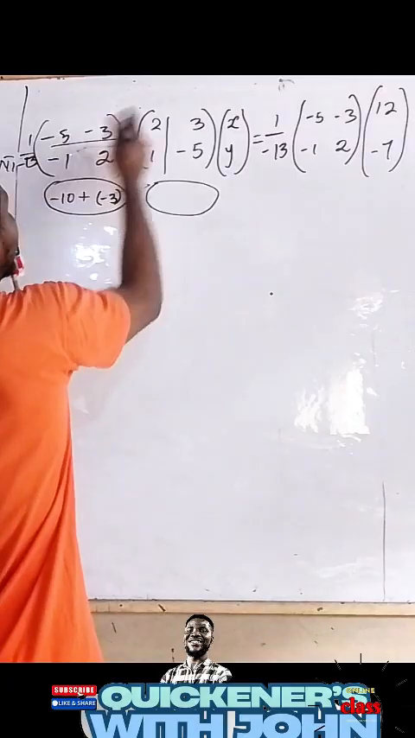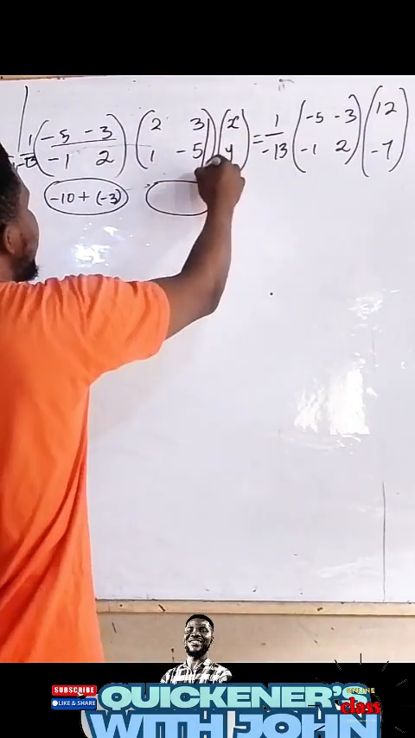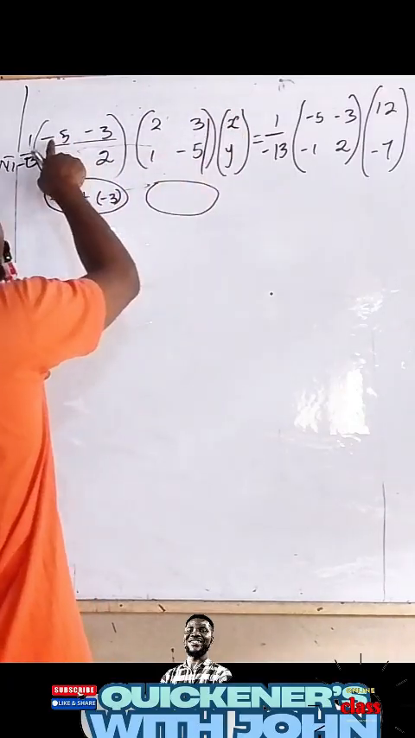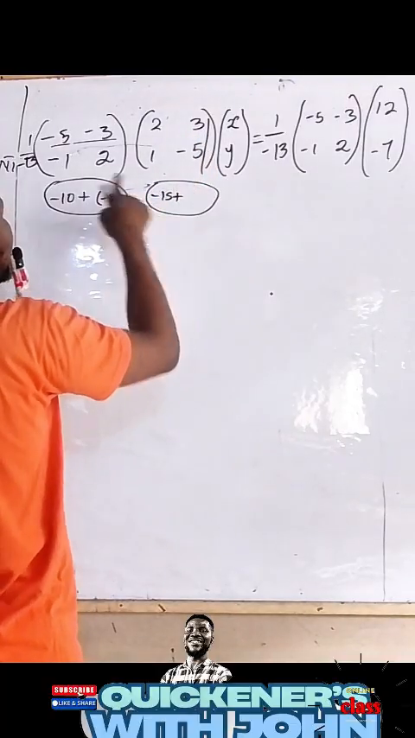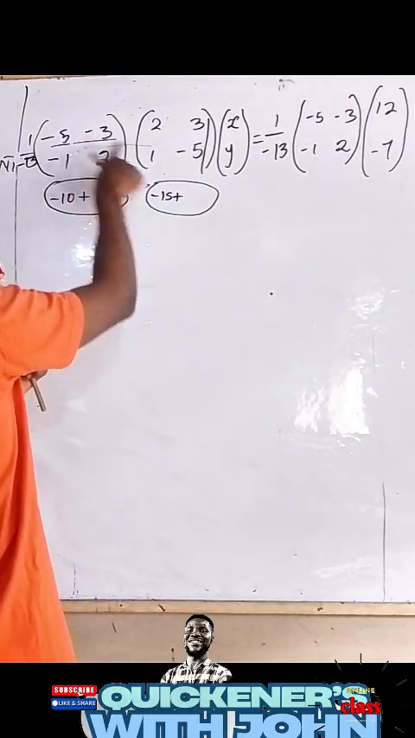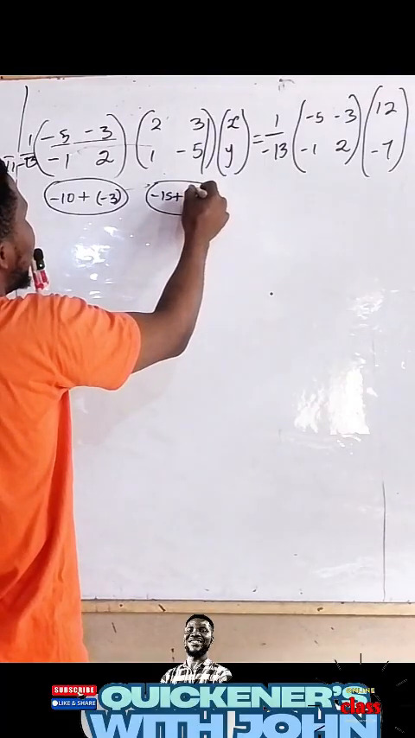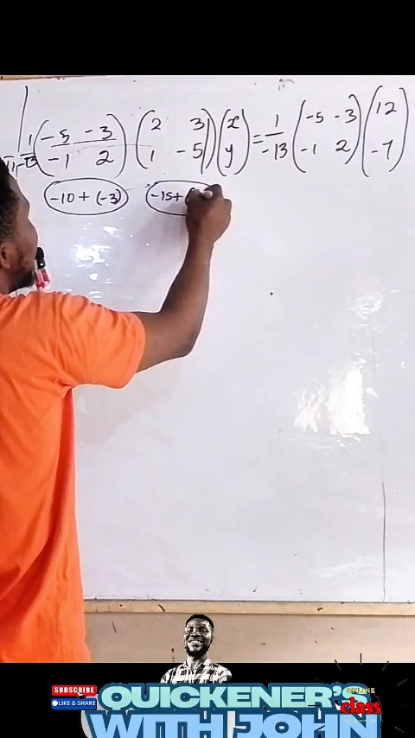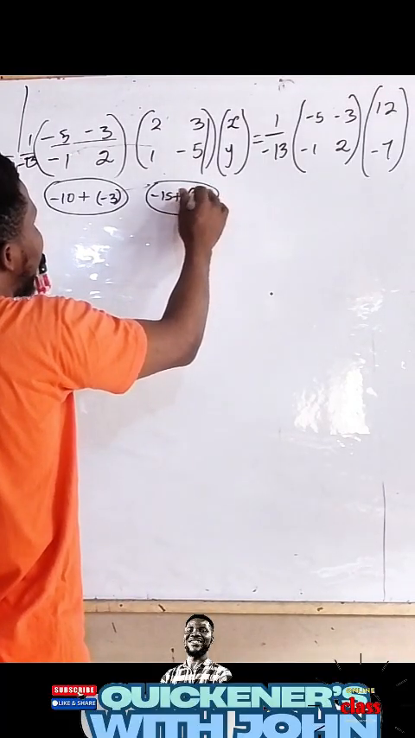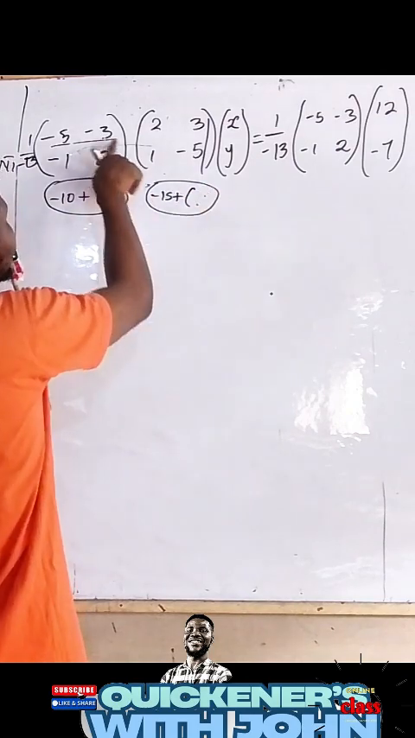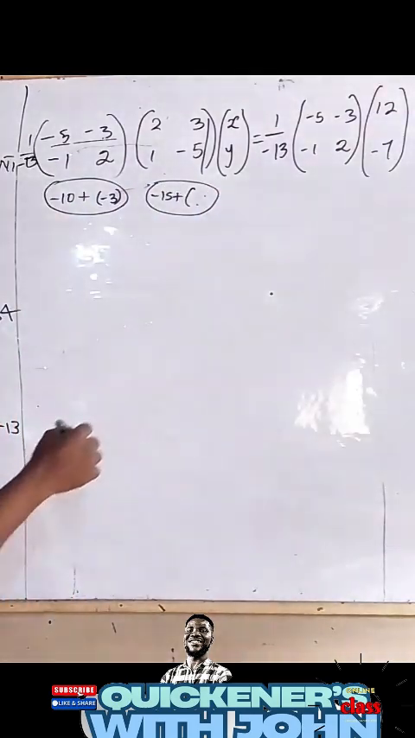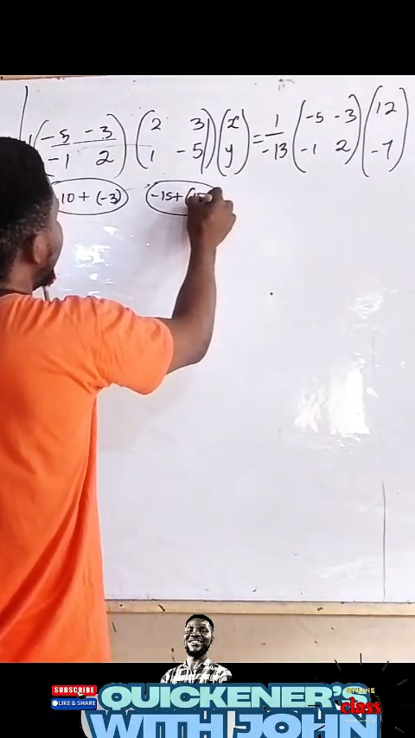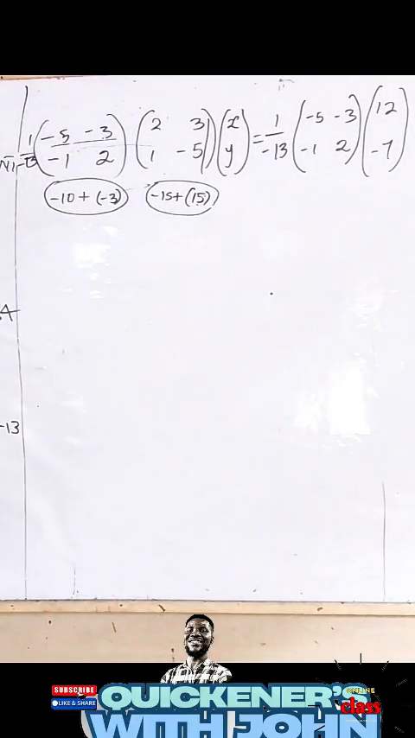Now the next cell will be what? Now that will be this times this. So minus 5 times 3. That's minus 15. Plus minus 3 times minus 5. That will be plus 15, right? Plus 15. Is that okay? I hope you get that.